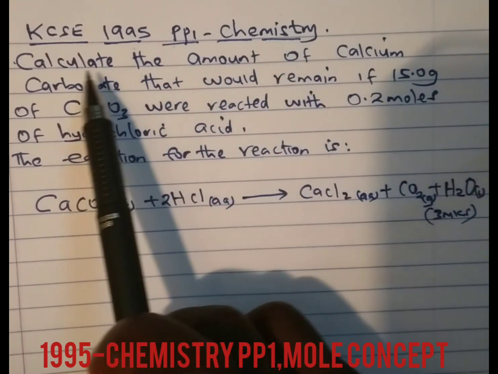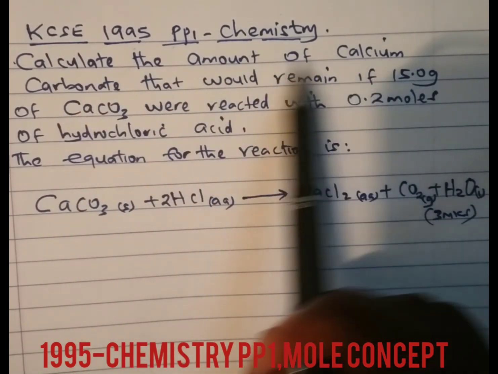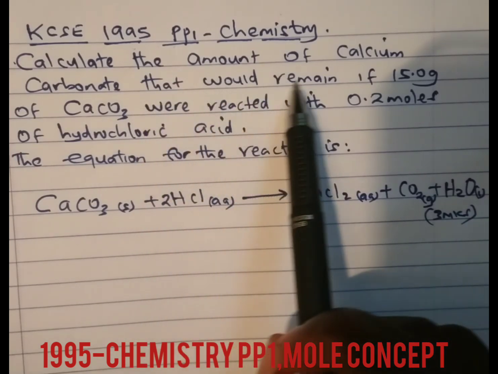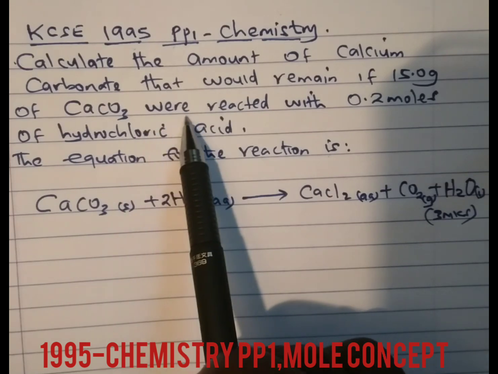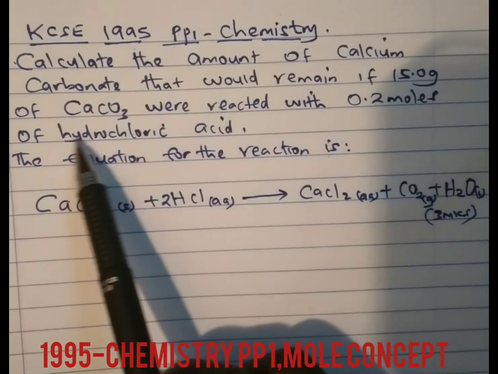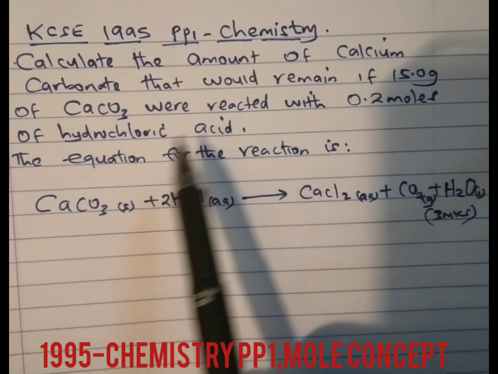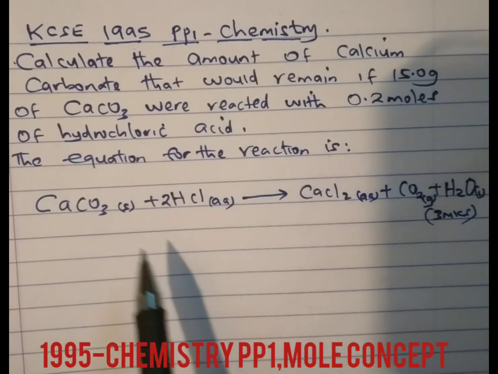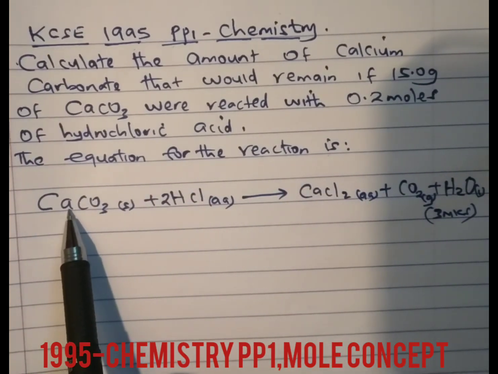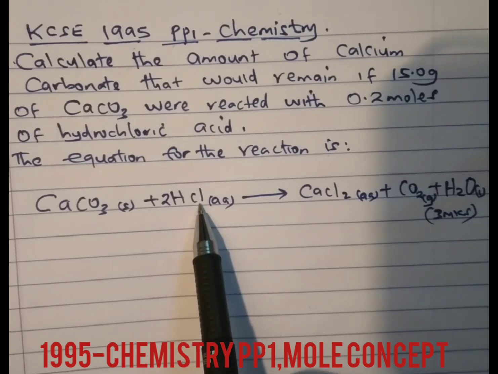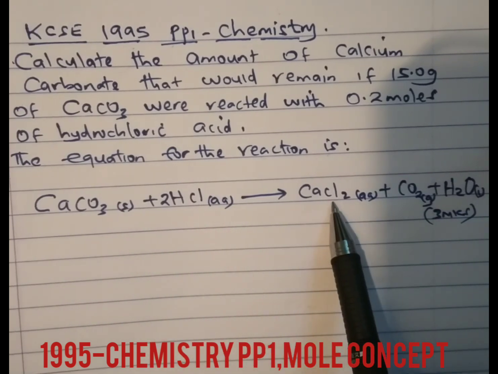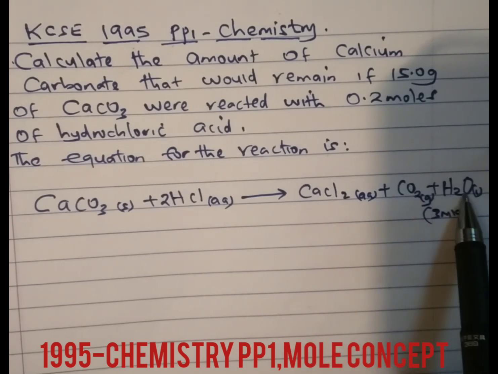The question reads, calculate the amount of calcium carbonate that would remain if 15.0 grams of calcium carbonate were reacted with 0.2 moles of hydrochloric acid. The equation for the reaction has been given. We have calcium carbonate reacting with dilute hydrochloric acid to form calcium chloride, carbon (IV) oxide and water.